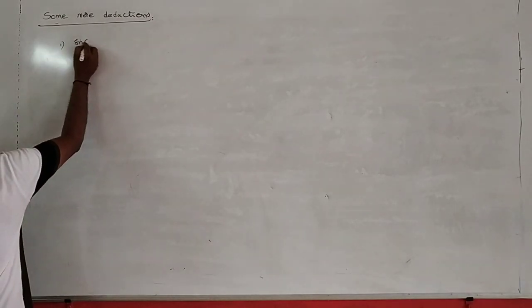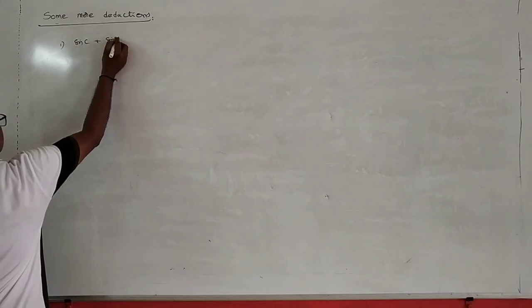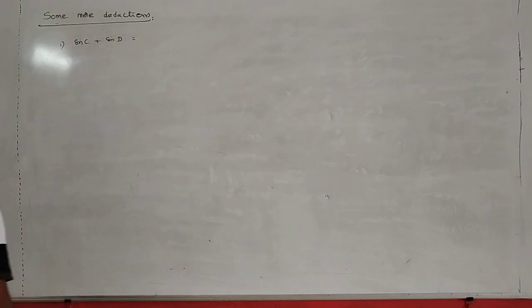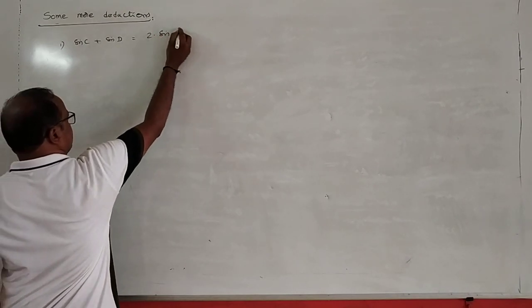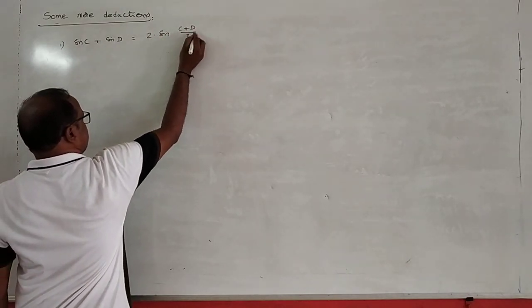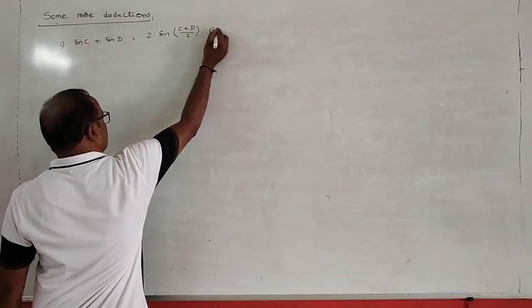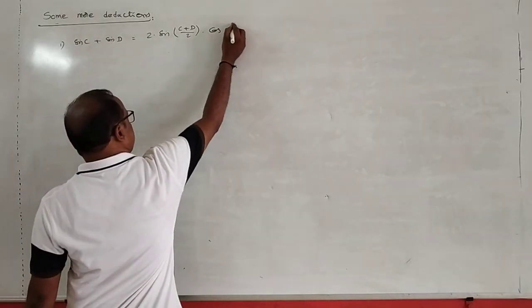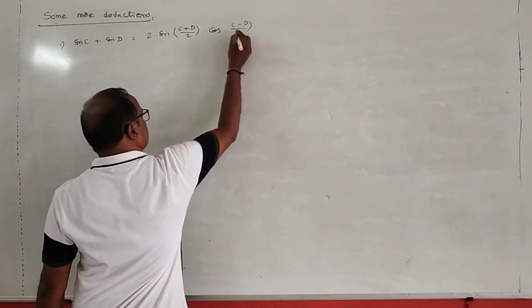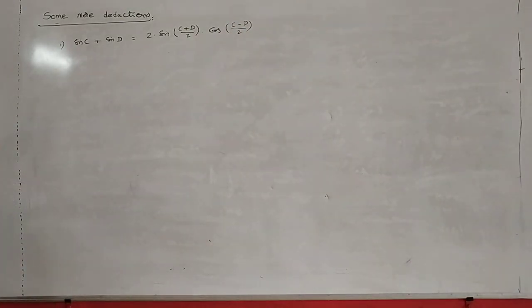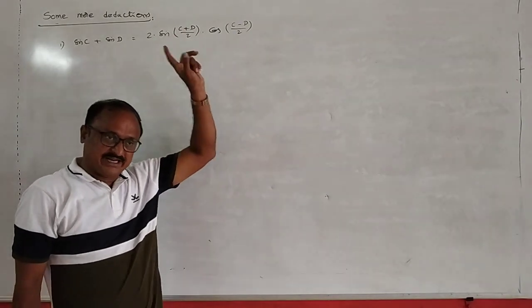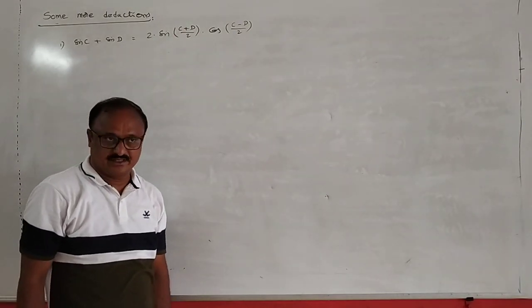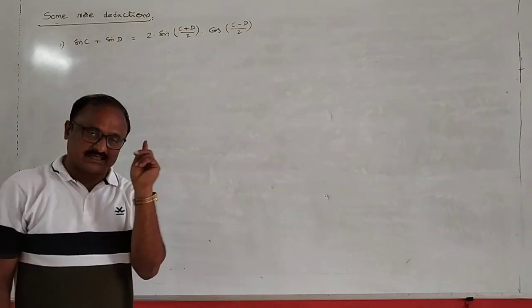sin C plus sin B is equal to what? The formula is 2 sin (C plus B by 2) into cos (C minus B by 2). So this is the first formula. All these formulas will be derived in the intermediate first year trigonometry concept.